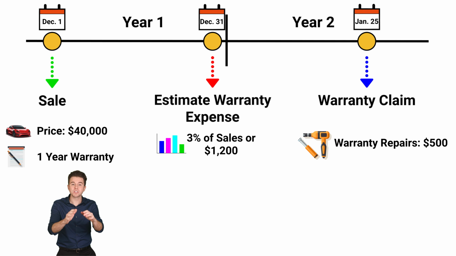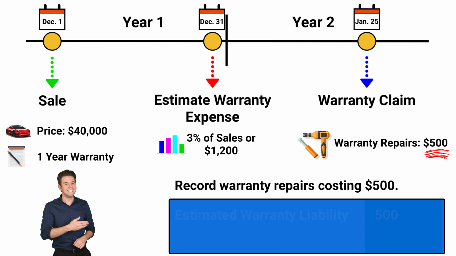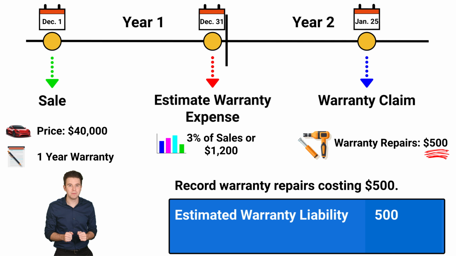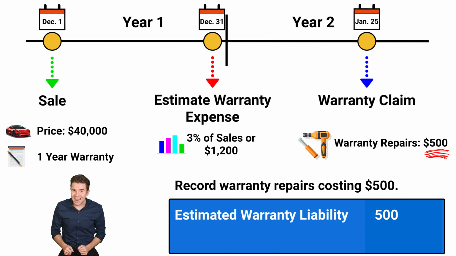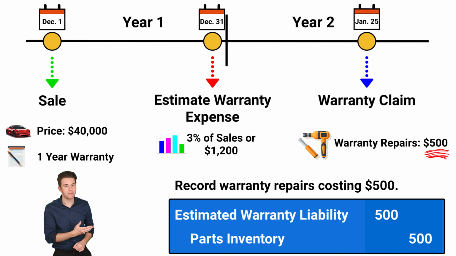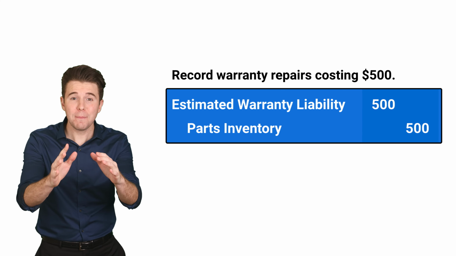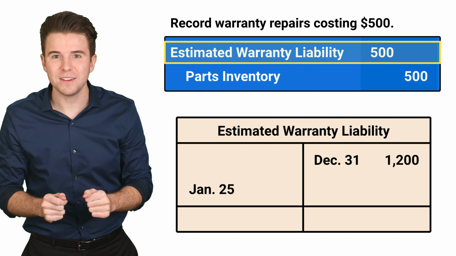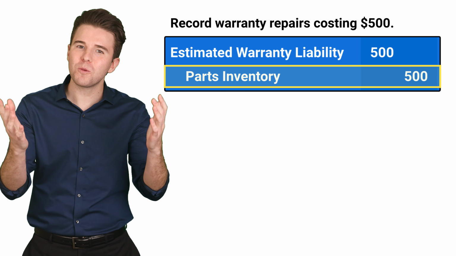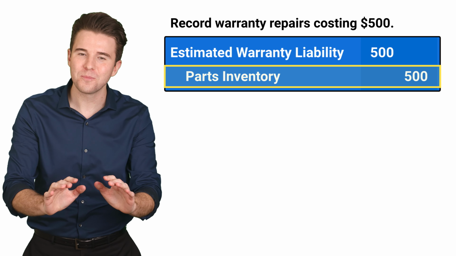Now, assume next year, on January 25th, the customer brings in the car for repairs covered under the warranty. The replacement parts cost $500. So we record the entry with a debit to estimated warranty liability for $500 and a credit to parts inventory for $500. The debit to estimated warranty liability reduces that liability on the balance sheet. The credit to parts inventory simply reduces that asset account.